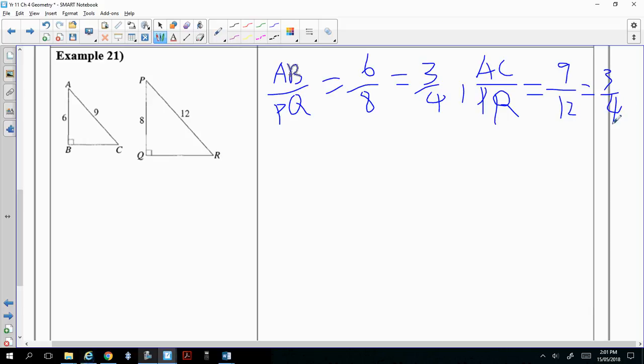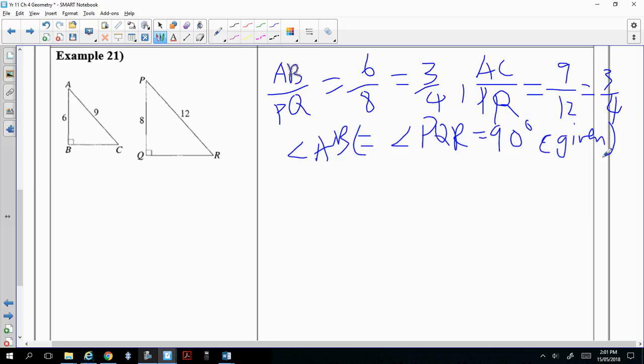And then you have to say they are both right angles: angle ABC equal to angle PQR equal to 90, they are both right angles, given. So what do you conclude? Let me have a look at how they write it. The hypotenuse and one side of a right angle triangle are respectively proportional to the hypotenuse and one side of the other triangle. Maybe we can abbreviate that.